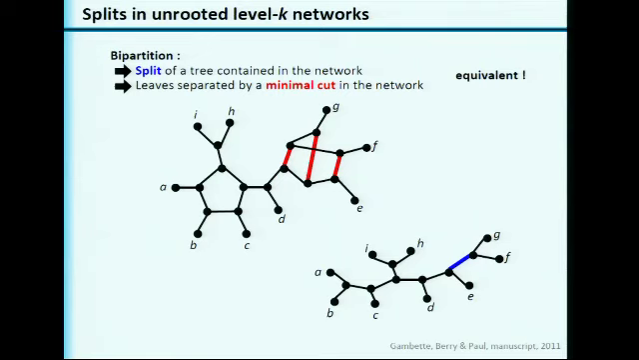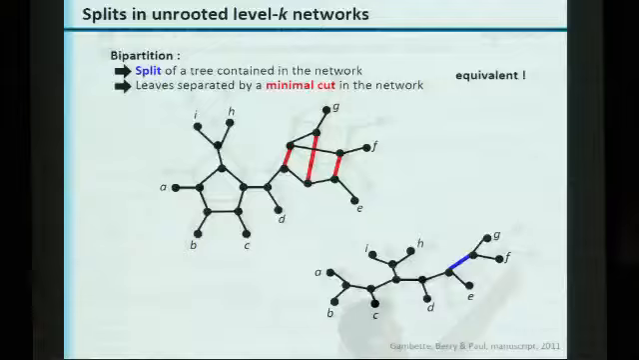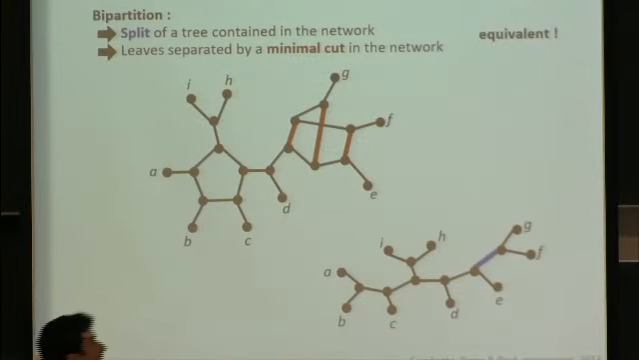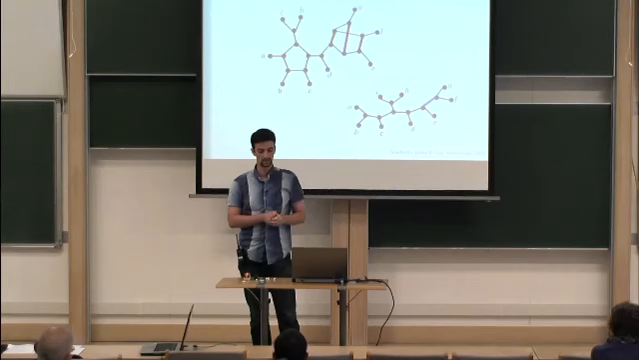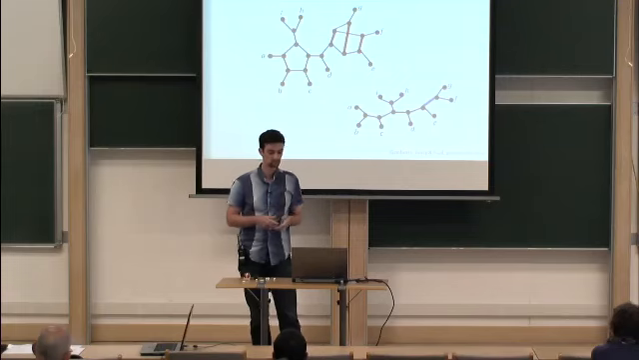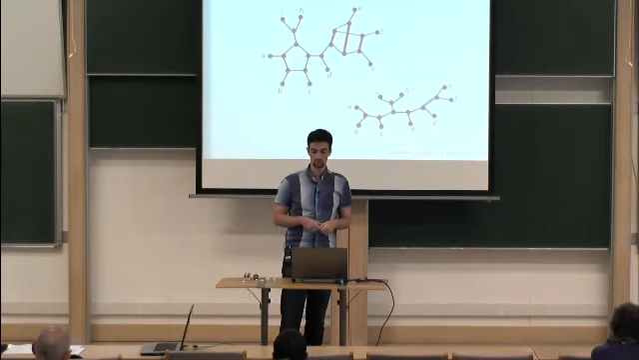And in fact, we proved that the two definitions are equivalent, because you see that this bipartition GF against the other leaves can be represented as well by a simple minimal cut in the network. So now that we have defined splits in those unrooted explicit networks, why is it better or interesting to have this new definition? Why not just use those split networks?